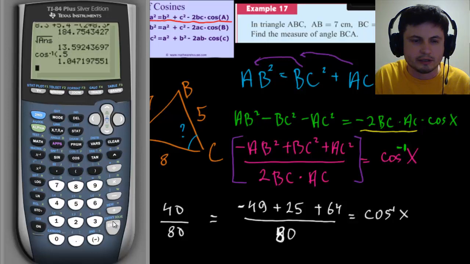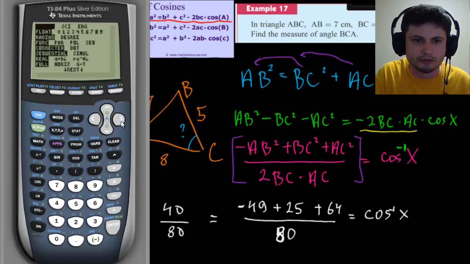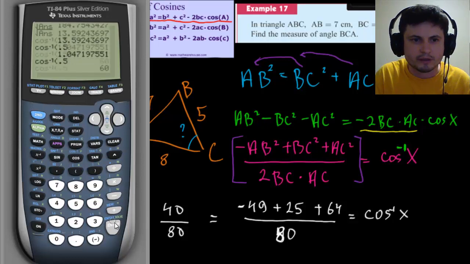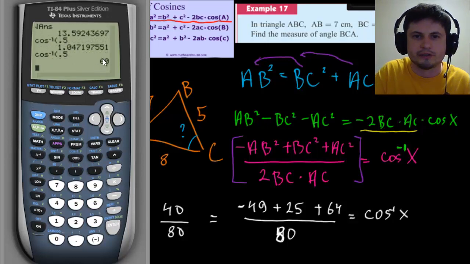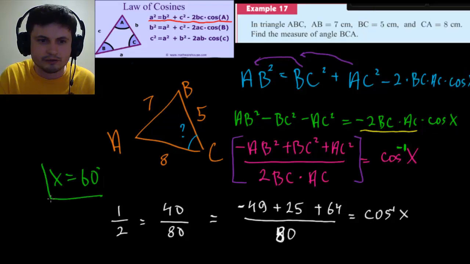0.5, enter, and if you get this answer, it's because you did what I did. You forgot to change this to degrees again. Change this to degrees, do this again, and the answer is right here. It's 60. So this x is 60 degrees. And that is the answer for this question.